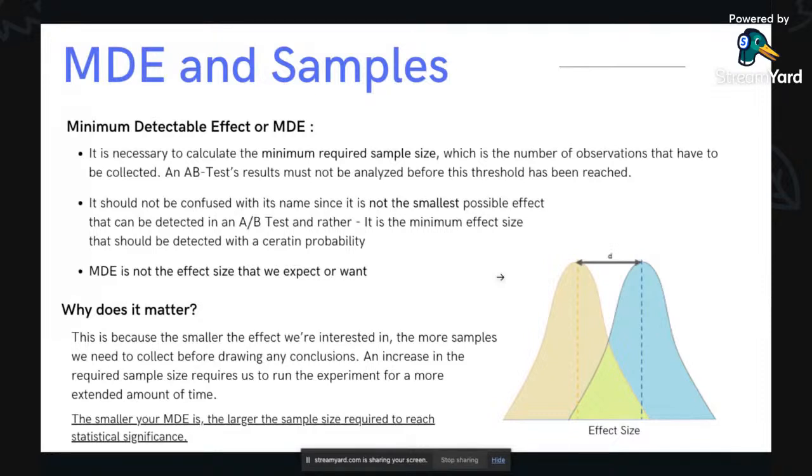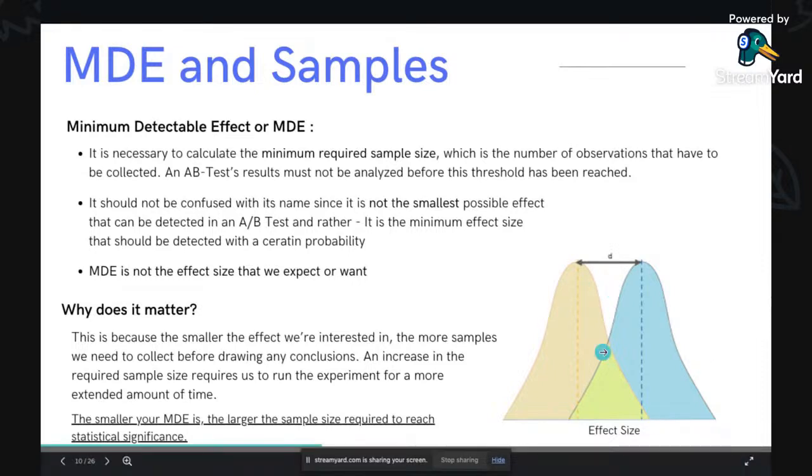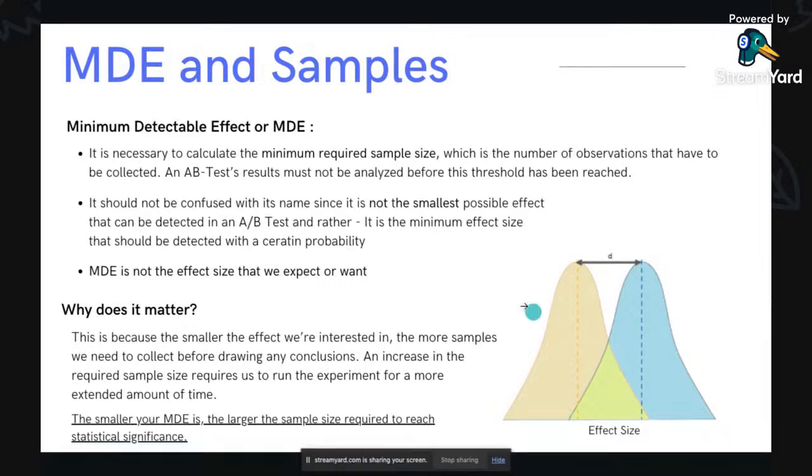It should also not be confused with the smallest possible effect. What I mean by effect here is the difference in what we observe between the two samples. On a very high-level overview, it's the difference between the means of the two samples. We'll be going into this later. So it's not the smallest possible effect. It's just the minimum effect size that should be achieved. So there's a difference between the two, right?